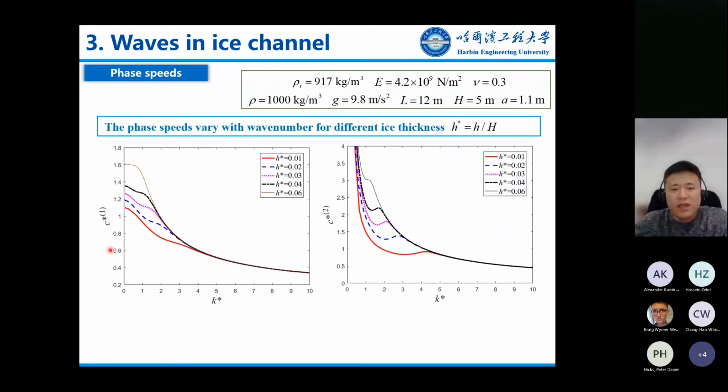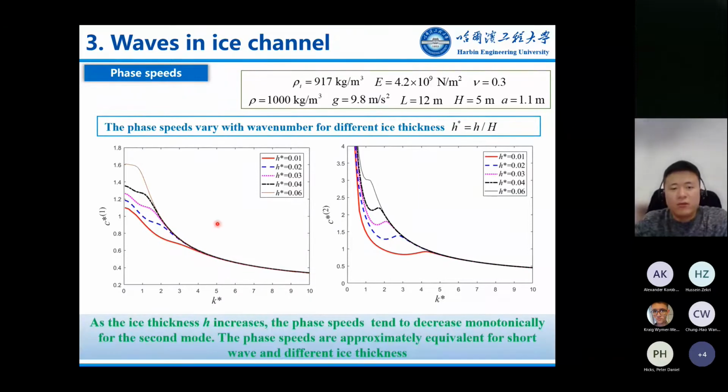First, we investigate the phase speeds of the first and the second mode for different ice thicknesses. Here we find that the phase speed tends to decrease monotonically for the second mode as the ice thickness increases. However, the phase speed for the first mode always decreases monotonically with the wave number for different ice thicknesses. Besides, we should note that the phase speeds are approximately equivalent for short waves and different ice thicknesses.